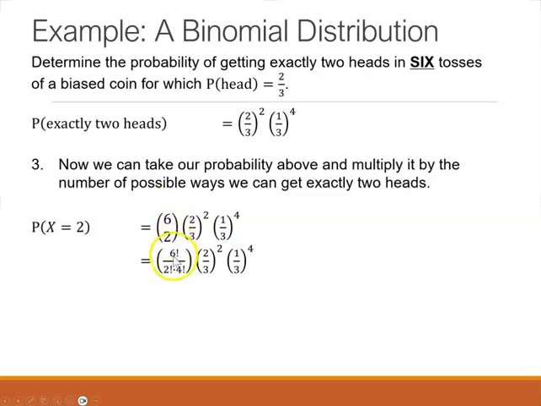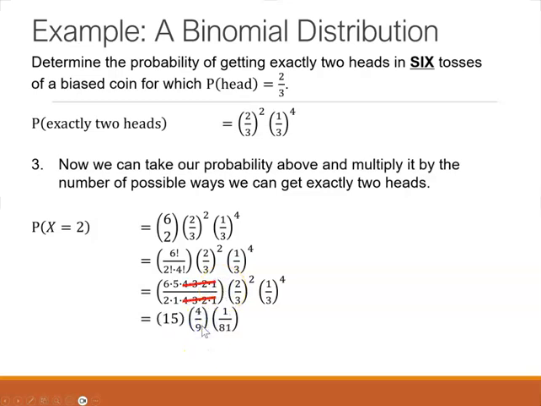Plug that 6 choose 2 into my formula for combinations. Balloon out my factorials. Do a little reducing, simplify that stuff down, multiply it together, and there's my approximation. Does that feel okay with what we did there?